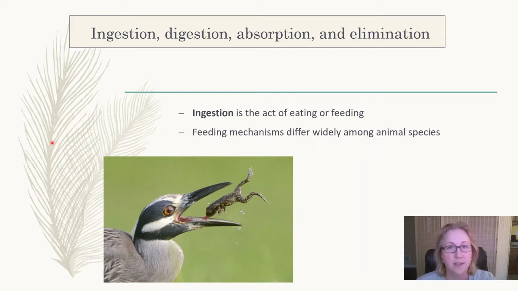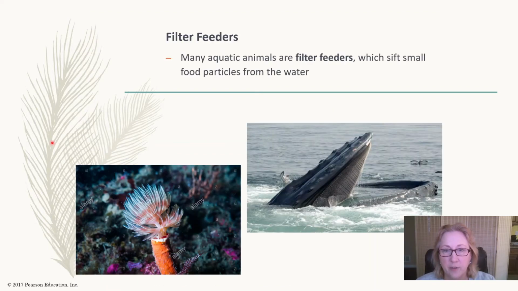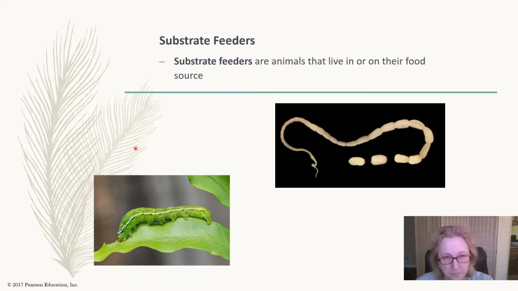Ingestion is the taking in of the food, whatever it is, whether we're talking about filter feeders or bulk feeders like we are. And there's quite a few different mechanisms for this. So filter feeders, which we talked about a little bit, for example, species that have a lophophore feeding structure, that's one kind of filter feeding. Even, we have a baleen whale over here, things that sift through particles in water. So filter feeders are all aquatic species.